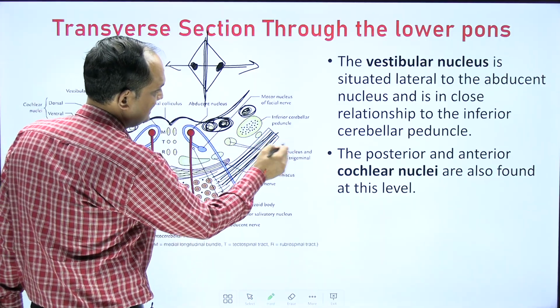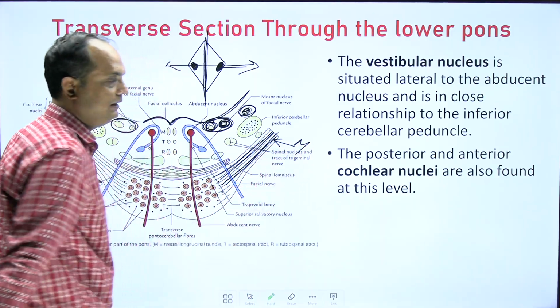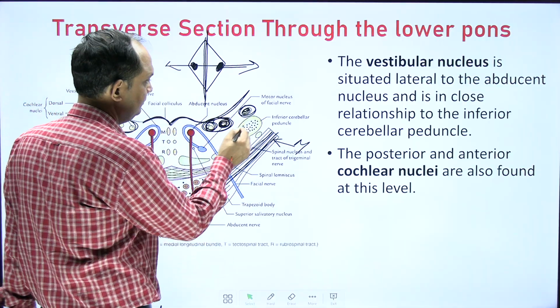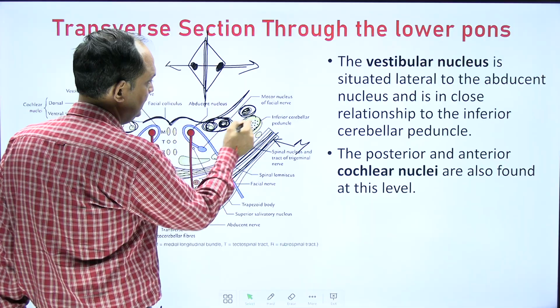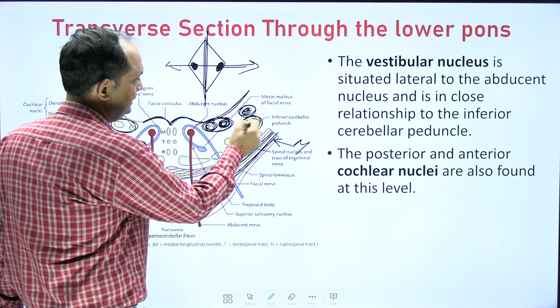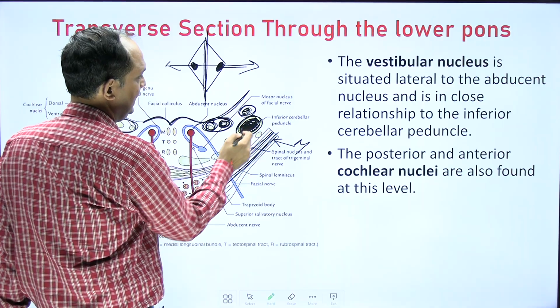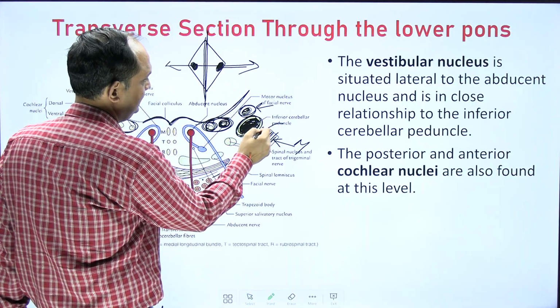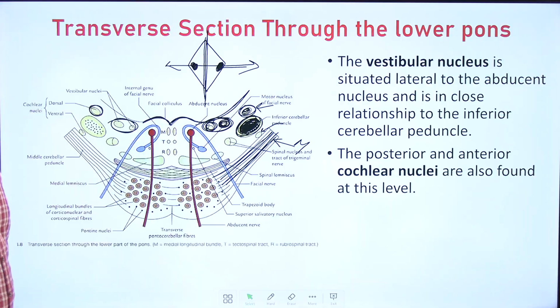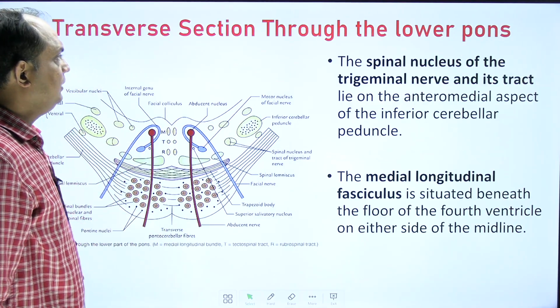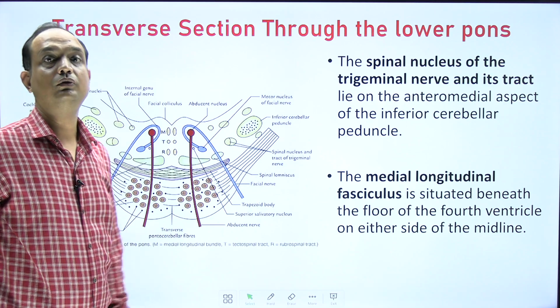One more important thing which you have to keep in mind is that these transverse fibers are going to form your middle cerebellar peduncle. It is the middle cerebellar peduncle, and in the lower pons, behind the middle, you will find the inferior cerebellar peduncle. This part is the inferior cerebellar peduncle, and the cochlear nuclei are present on the anterior and posterior aspect of this inferior cerebellar peduncle. Now, apart from that, what do you have to draw?